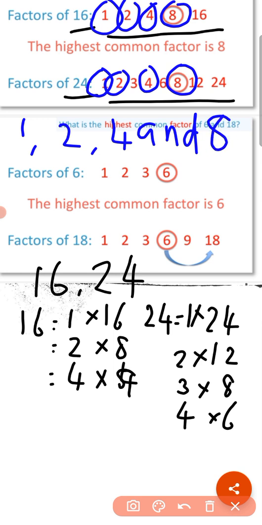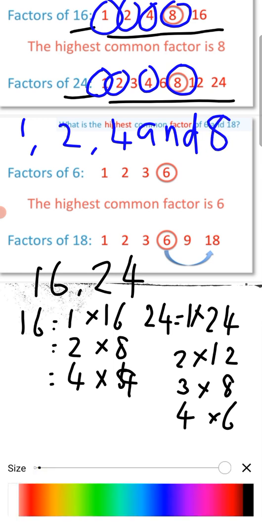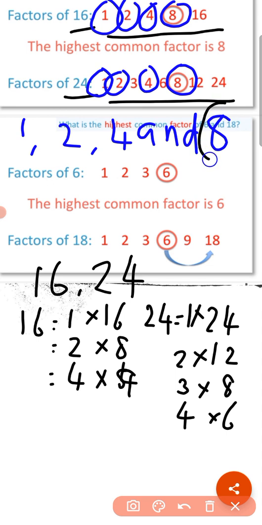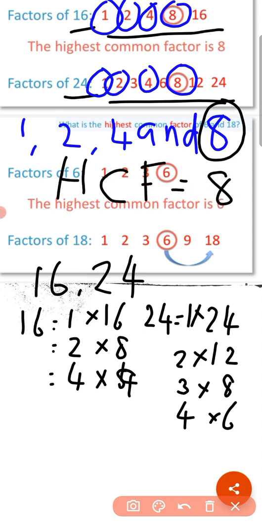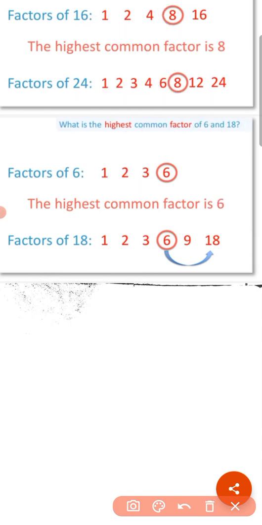Out of this, 8 is the highest number. So HCF is equal to 8. First we have to find the factors of 16. Then factors of 24. The third step is find the common factors. Out of the common factors, find the highest common factor, largest number. That is the HCF.